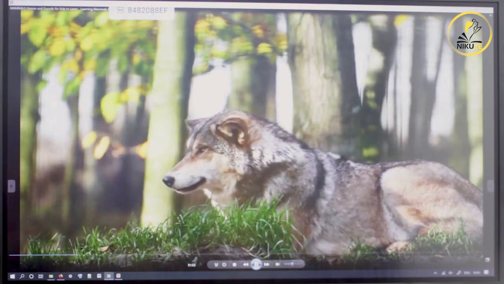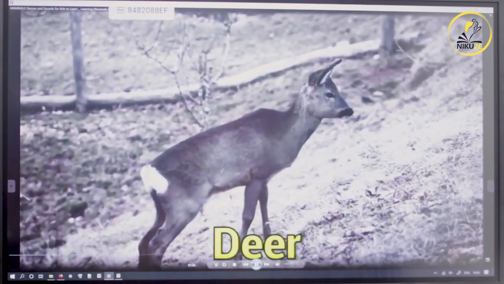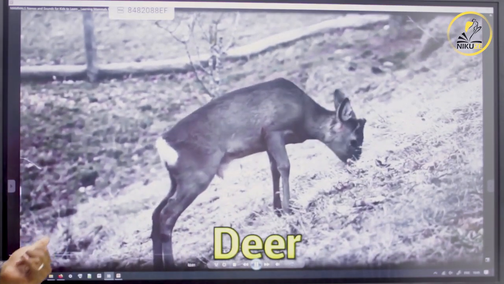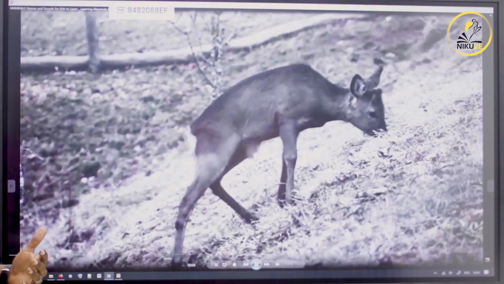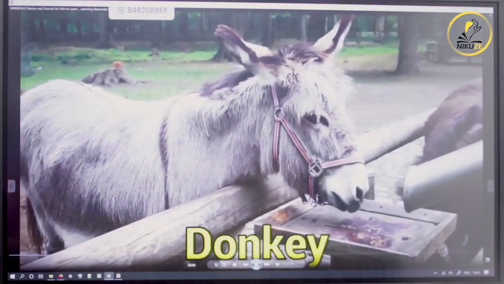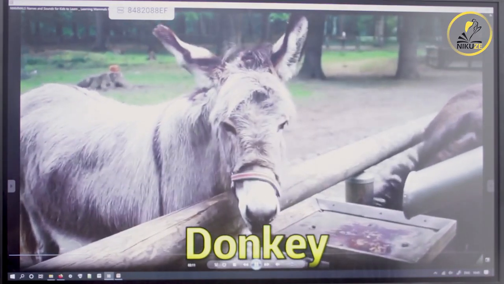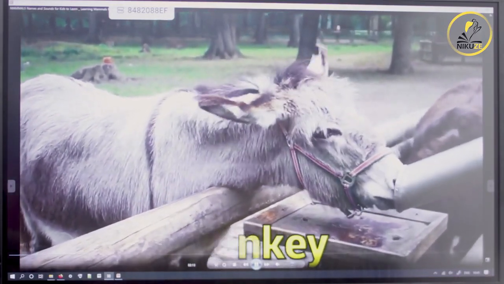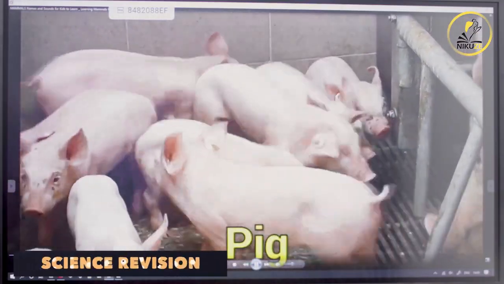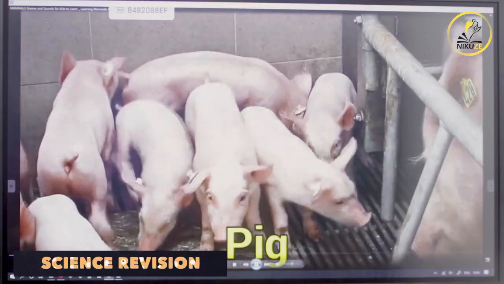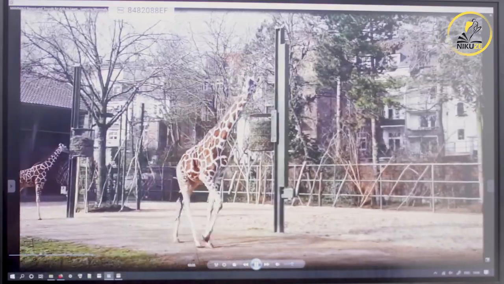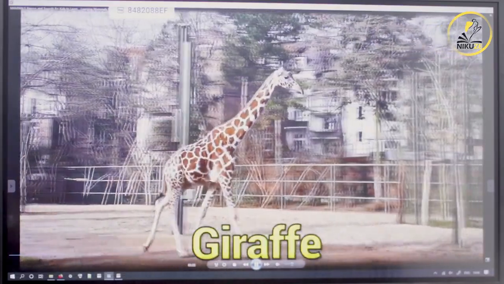Then another one, we have a deer. This one is also in the forest, though friendly. It cannot harm or attack you. Also a mammal. A donkey, we have it here. Also a mammal. It is kept at home. Here we've got pigs also. These are also mammals. And like I said, as time goes by, we'll be able to see why we put them in that category, why we call them mammals.